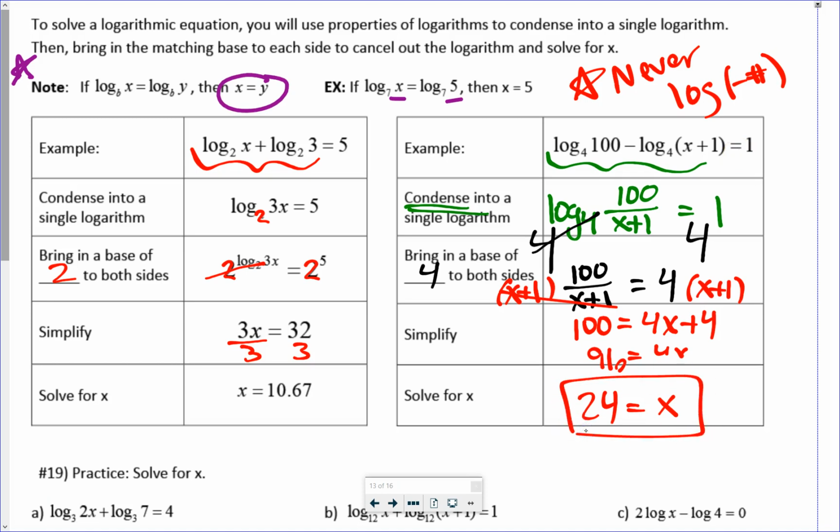Some of the ones you're going to see on your homework, when you plug it back in, you get a negative right there, and that's wrong. You can't do it. It's called an extraneous solution. Fun word. So it's not necessarily wrong, you just need no solution. It's an extraneous solution. It's not going to work. That logarithm would not touch the x-axis at that point. Okay, questions?